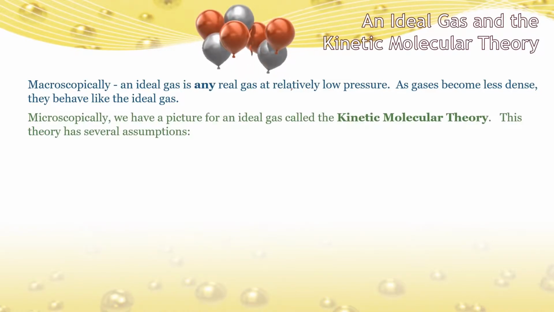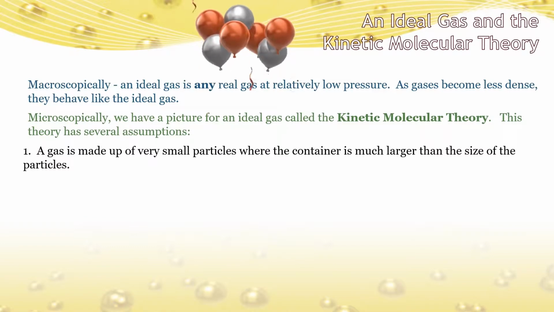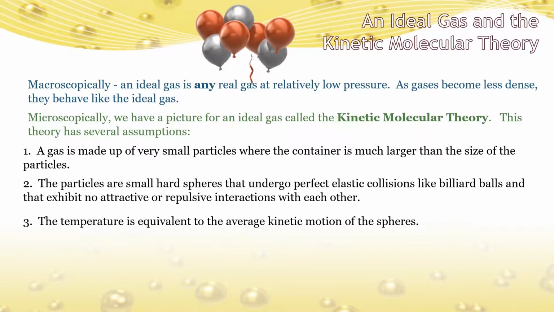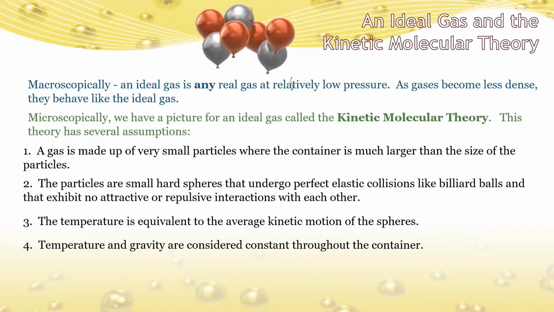Microscopically, we can generate a picture of this ideal gas. This visualization is called the Kinetic Molecular Theory. This theory is a particle picture based on several assumptions. An ideal gas is made up of very small particles where the container is much larger than the size of the particles. The particles are small hard spheres that undergo perfectly elastic collisions like billiard balls, and they exhibit no attractive or repulsive interactions with each other. The temperature is equivalent to the average kinetic motion of the spheres, and the temperature and gravity are considered constant throughout the container.